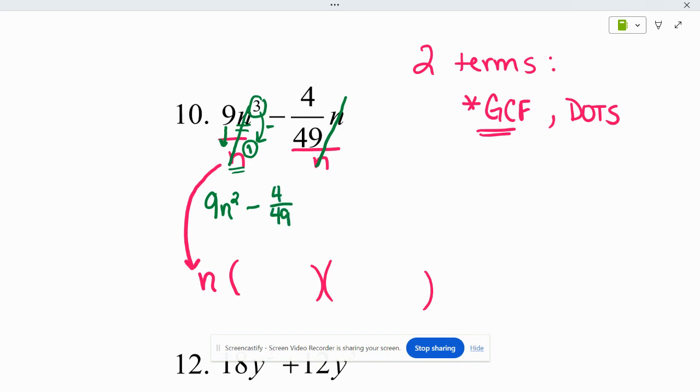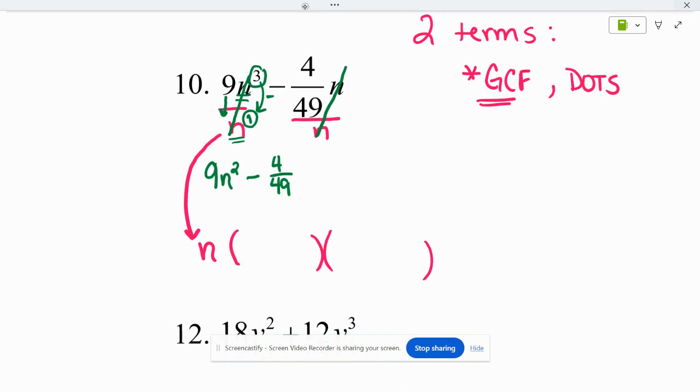Okay, so now we just have to ask ourselves, is 9n squared a perfect square? Is that on our little pink list of perfect squares? Yeah, it is. Okay. What about 4 over 49? We didn't do fractions, but can we break it up? Is 4 a perfect square? Yeah. Is 49 a perfect square? Okay. So I think that that's a fraction made by multiplying two like the same term together, right? So let's do our little square root sign.